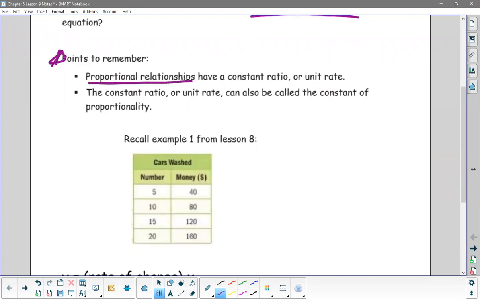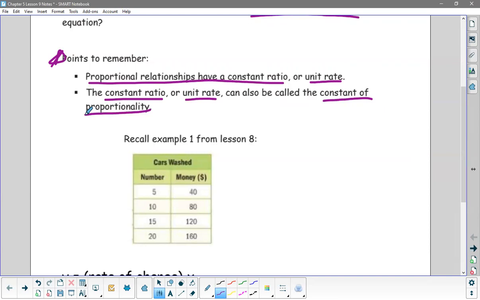So some points to remember, right? Proportional relationships have a constant ratio or a unit rate. They both should be constant. They shouldn't change. If they do change, what we're learning today won't work. You cannot write an equation unless it has a constant rate of change or a unit rate. So sometimes known as a constant ratio or a unit rate. The other really fancy name they sometimes use is constant of proportionality. You may see that in directions. If you do, it's talking about the same thing, constant rate of change.